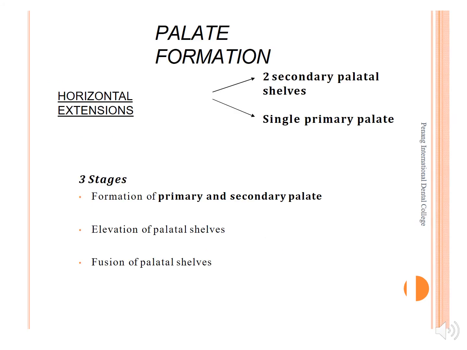For the palate formation, basically there will be a horizontal extension which consists of two secondary palatal shafts and one single primary palate. There are three important stages in the palate formation: firstly, the formation of primary and secondary palate, secondly, the elevation of palatal shaft, and finally, the fusion of the palatal shaft. Now I would like to explain what is the primary palate and what is the secondary palate.